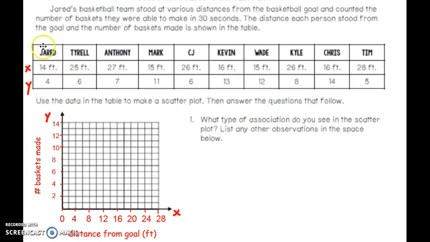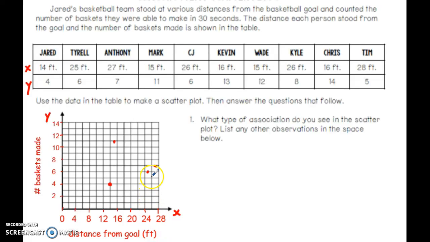Your points are as simple as looking at each person. Jared is going to be 14 feet away from the goal, so we need to make sure we figure out where 14 is going to be. And then we just need to make sure we plot the number of baskets he specifically made in the chart, 4 baskets. Terrell is out to 25, so again, you're going to have to estimate where 25 is. And you're going to want to plot your point up at 6. And then Anthony is at 27, but he made 7 baskets. Mark is at 15, so it's a little bit over here, and he's way up here at 11, so he's able to make a lot more baskets than everybody else so far.